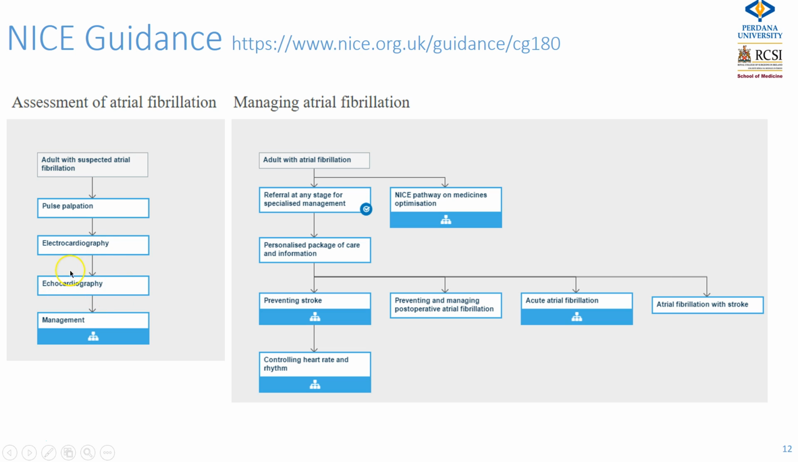Now, in many countries, you can do this directly from primary care. In Ireland, less so, and in England, it's a bit more possible to do that. Otherwise, in both countries, you have to refer to a cardiologist. So if you have somebody with confirmed atrial fibrillation, you may refer at any stage under the NICE guideline directions for specialist management. And then the patient will undergo a personalized package of care. And this is aimed at preventing stroke and also controlling the rate and the rhythm.